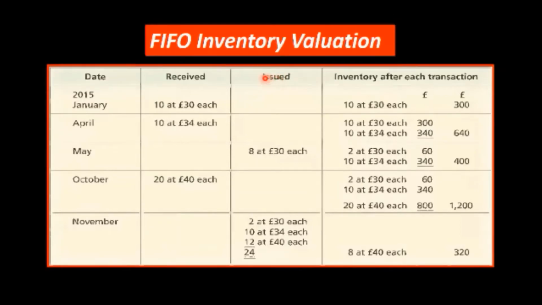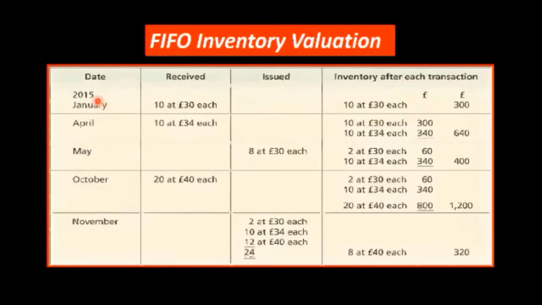All right. You can also see the word sales here instead of issue, and inventory after each transaction. So they're updating the inventory after each transaction. So this is a perpetual record, right? You can also see the word balance here to cover all these words here.